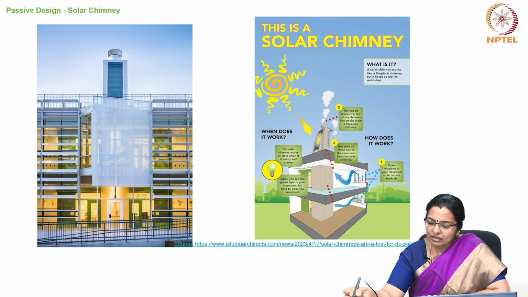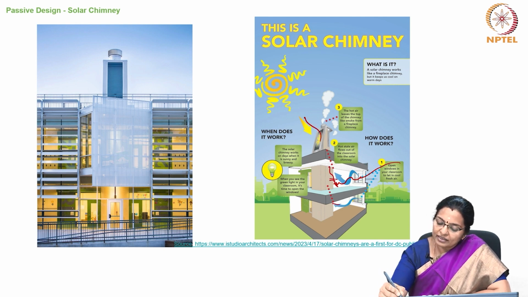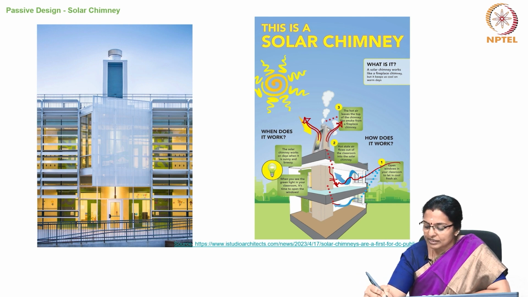So, here you can see how it works. It works because the open windows in the classroom lets in fresh breeze. The hot stale air flows out of the classroom into the solar chimney through the inlet at this point and the hot air leaves the chimney like smoke from a fireplace. So, it is the same concept, providing appropriate inlet and opening it at the right time for the breeze to flow out.